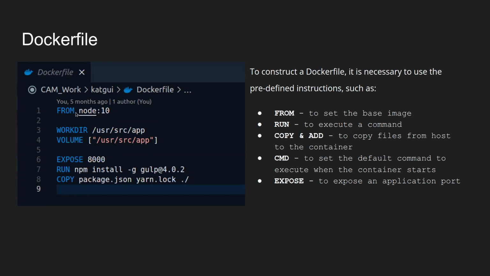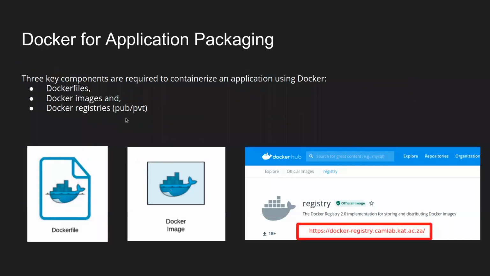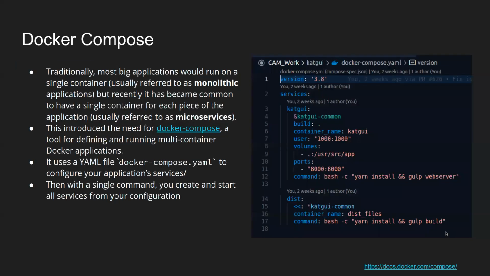So in essence, you will just say Docker registry, ChemLab, and so on, KATGUI or node 10. Then instead of Docker Hub, it will just pull from our local registry. And if our local registry is down, does it go to the main one, the public one?